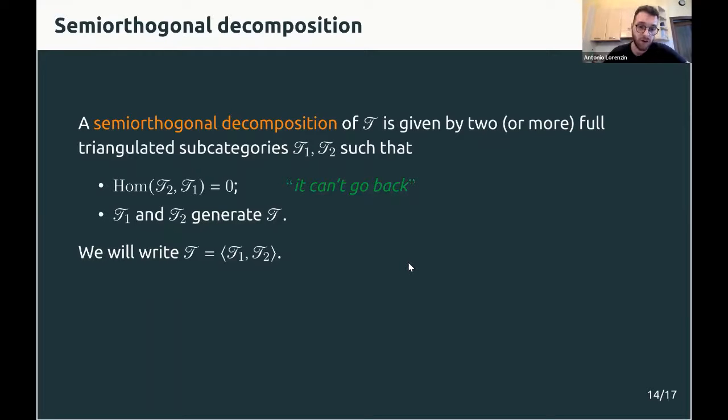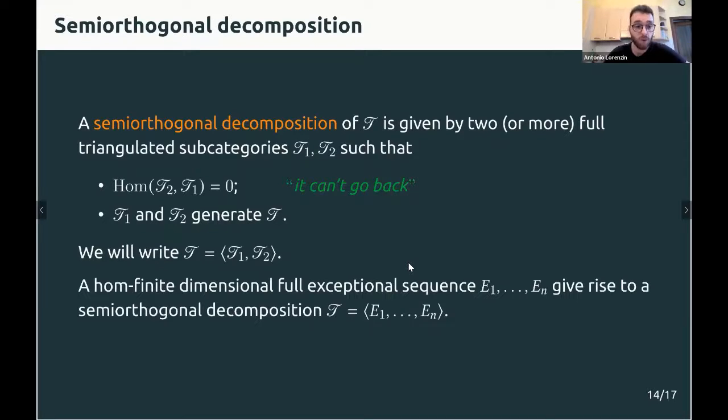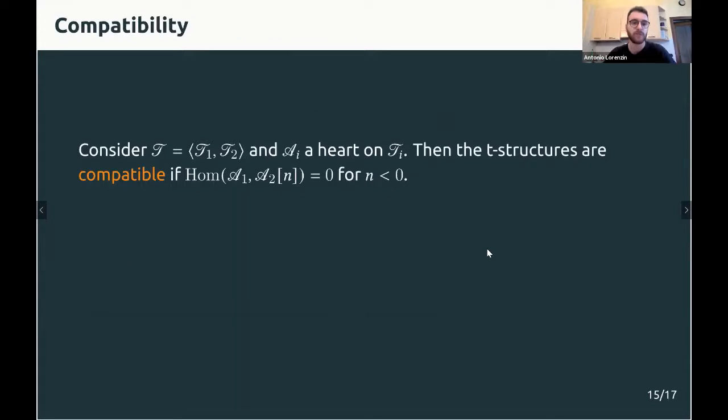And the example here I want to point out is the following. If you pick a Hom-finite full exceptional sequence, then we definitely have a semiorthogonal decomposition. So we see how the exceptional sequence now plays a role in this compatibility idea that we are going to show now. So we consider a semiorthogonal decomposition given by two semiorthogonal components, T1 and T2, and we consider hearts on the two semiorthogonal pieces, components, if you wish.